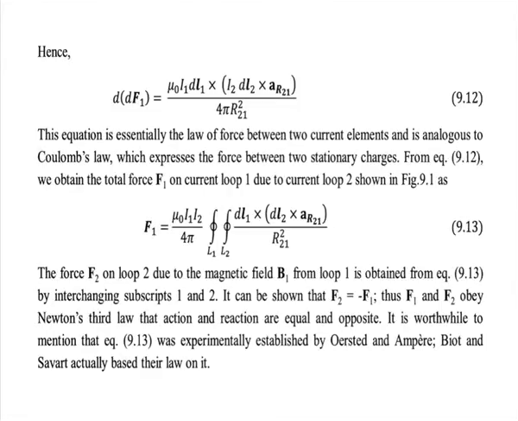If we take the integral of equation 9.12, we get the complete expression for force, that is, the force on the first circuit due to the current in the second circuit, and we get the expression given in 9.13. Similarly, the force F2 on loop 2 due to the magnetic field B1 due to loop 1 is obtained from equation 9.13 by simply replacing the subscripts. It can be shown that F1 = -F2, showing that F1 and F2 both obey Newton's third law, that action and reaction are equal and opposite.